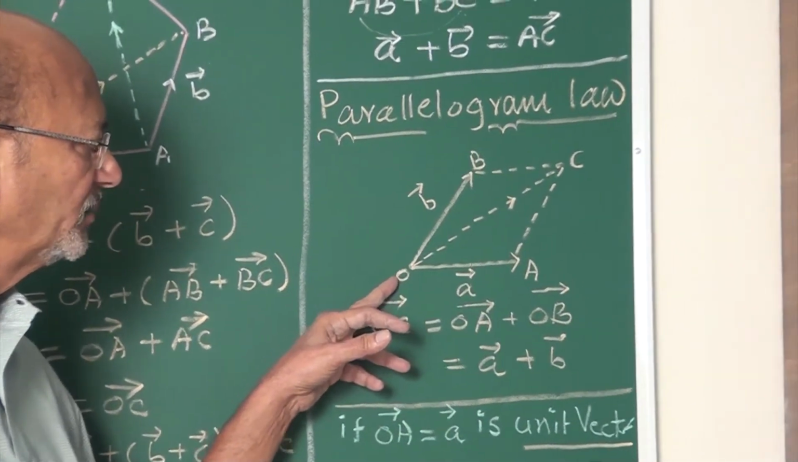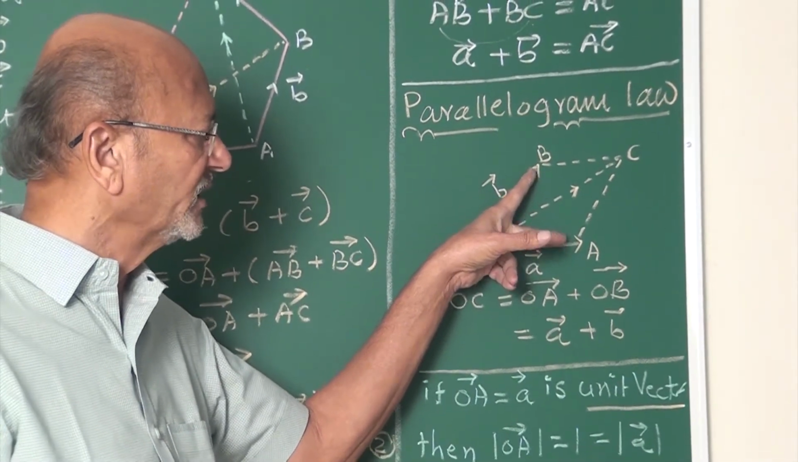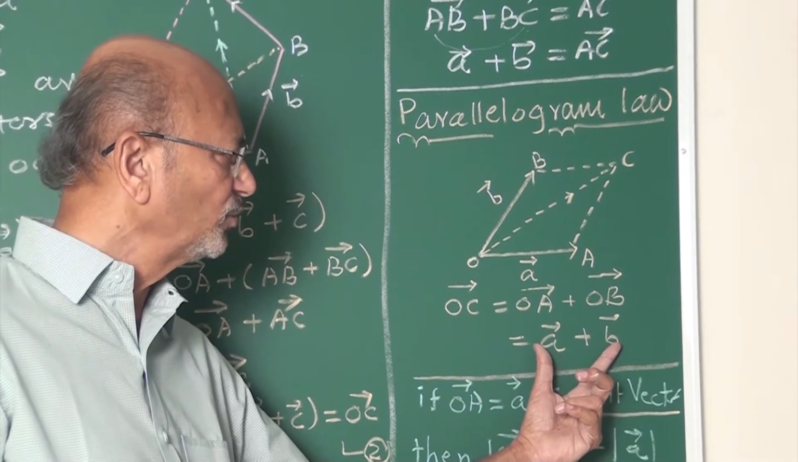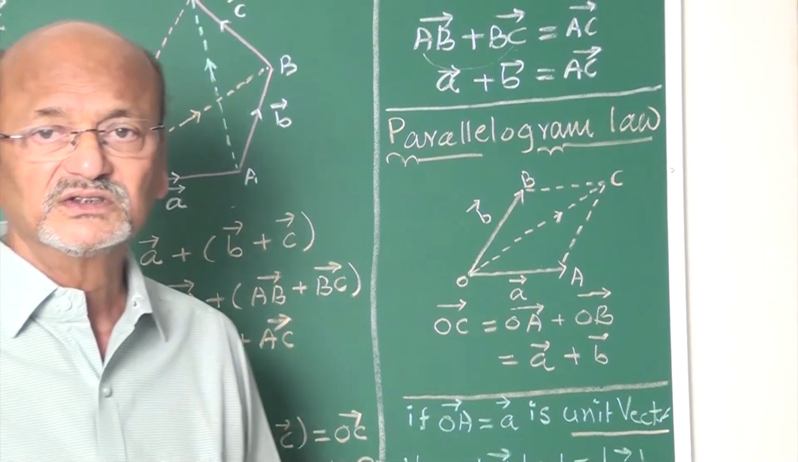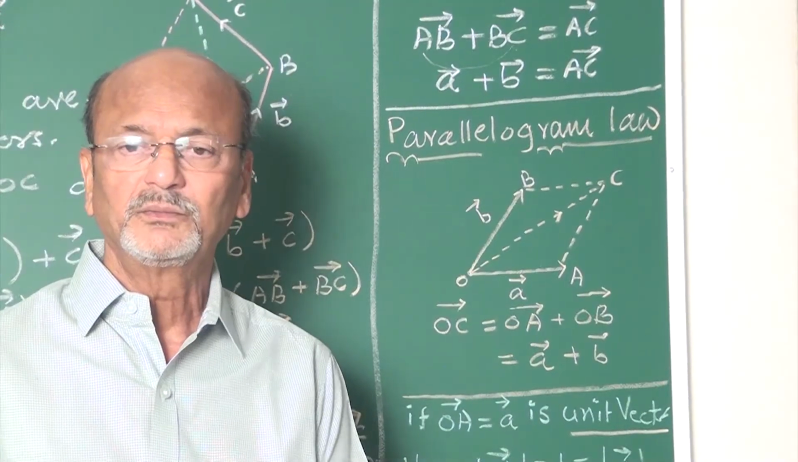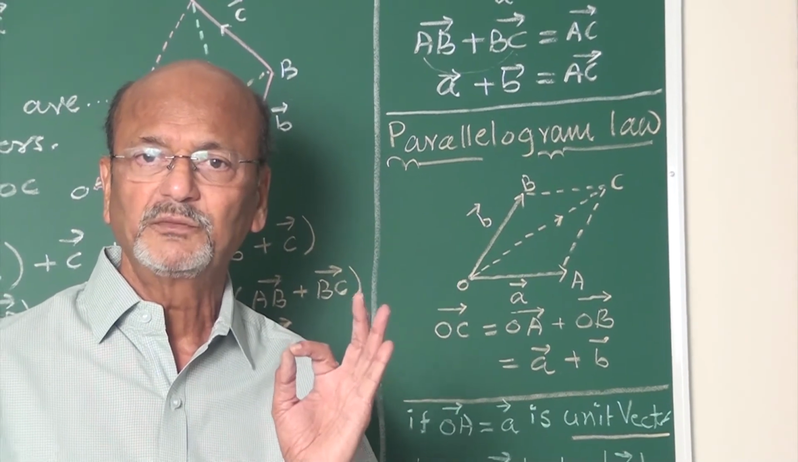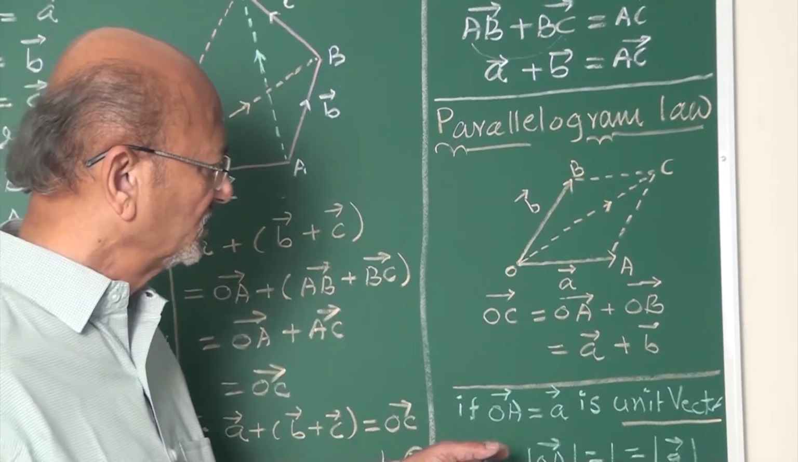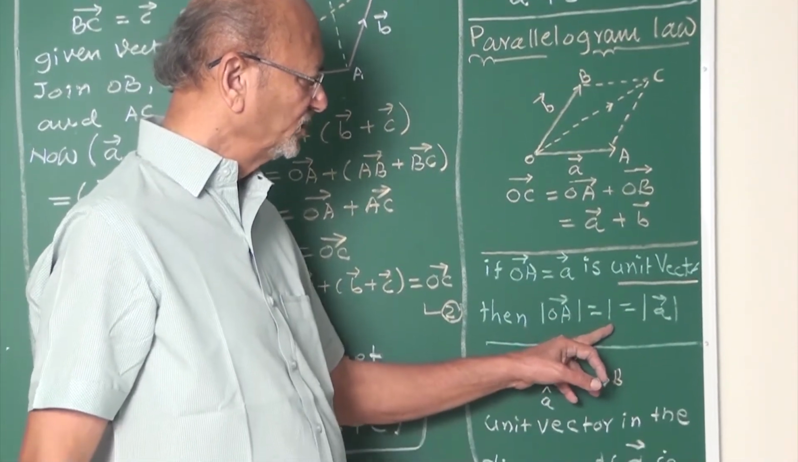The co-initial diagonal represents the sum. The other diagonal of a parallelogram, that is BA, represents the difference of two vectors, that is A minus B. Yes, my friends, these are the things we have done in the previous class video. Remember, these are the basics, my friends. One basic unit vector, its magnitude is 1.